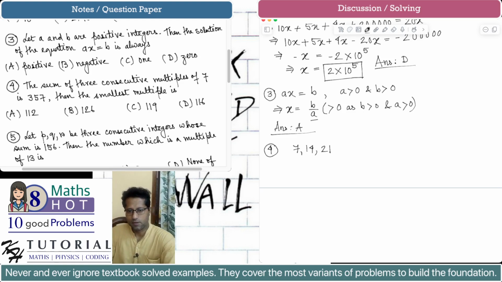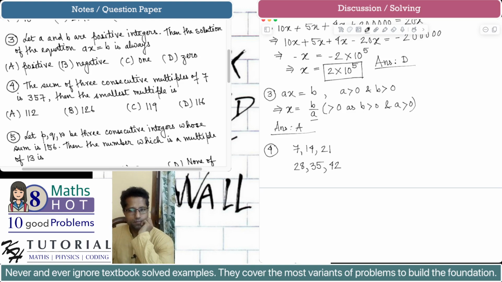If we start with, let's say, 28, that is the smallest multiple of 7, then what will be the next multiple of 7? It will be 35. That is, you just add 7 to 28, and then the next multiple of 7 will be, you just add 7 to 35, that is 42. So this is what is meant by three consecutive multiples of 7.